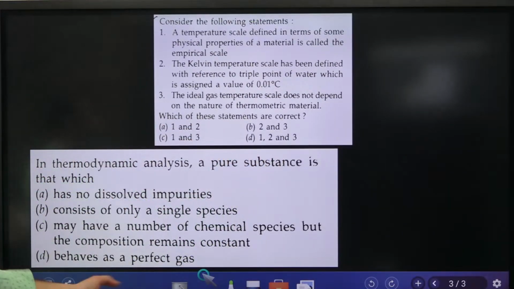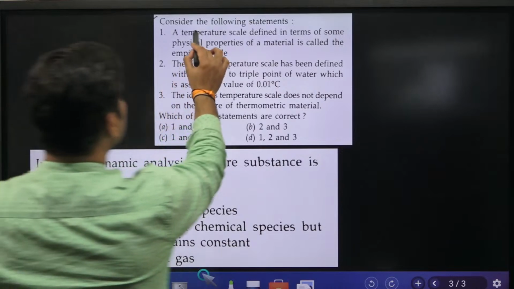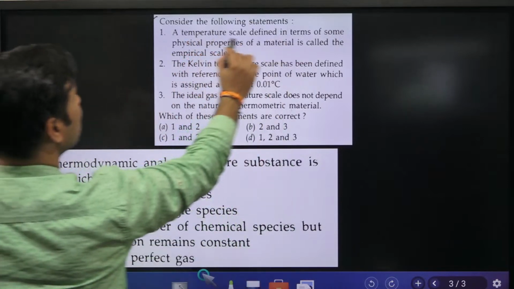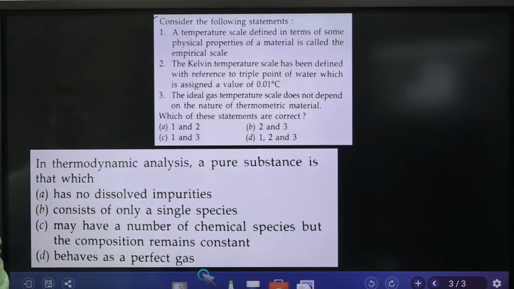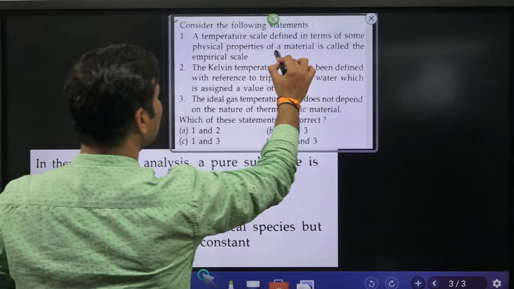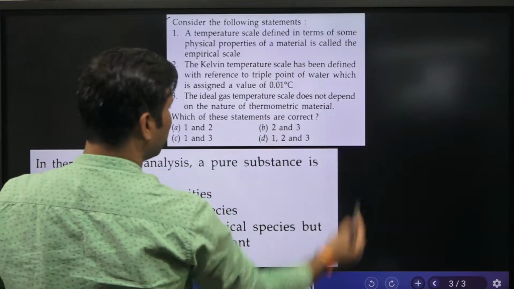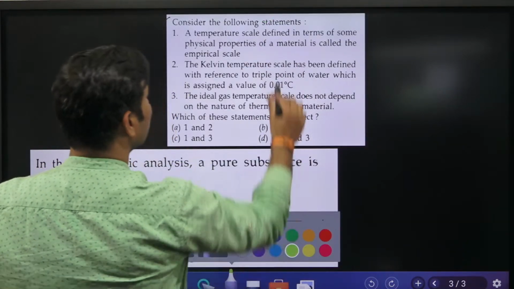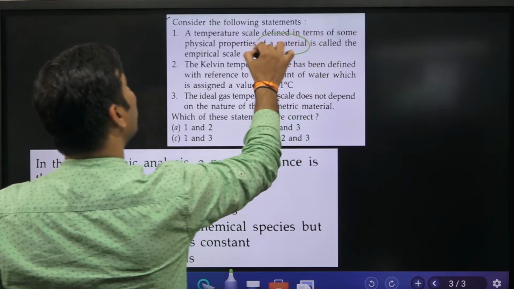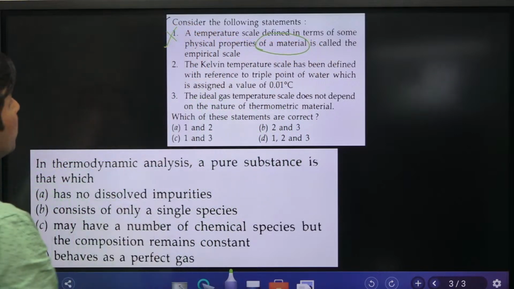Question number 4 and 5. Consider the following statement. A temperature scale defined in terms of some physical property of a material is called an empirical scale. Properties of material, no, the temperature scales are independent of the construction of the material. Okay, so this is not right. They do not depend on the material. This is wrong actually.